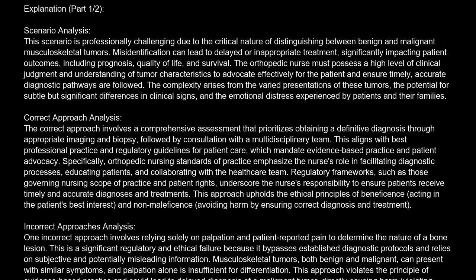The complexity arises from the varied presentations of these tumors, the potential for subtle but significant differences in clinical signs, and the emotional distress experienced by patients and their families. Correct approach analysis. The correct approach involves a comprehensive assessment that prioritizes obtaining a definitive diagnosis through appropriate imaging and biopsy, followed by consultation with a multidisciplinary team.